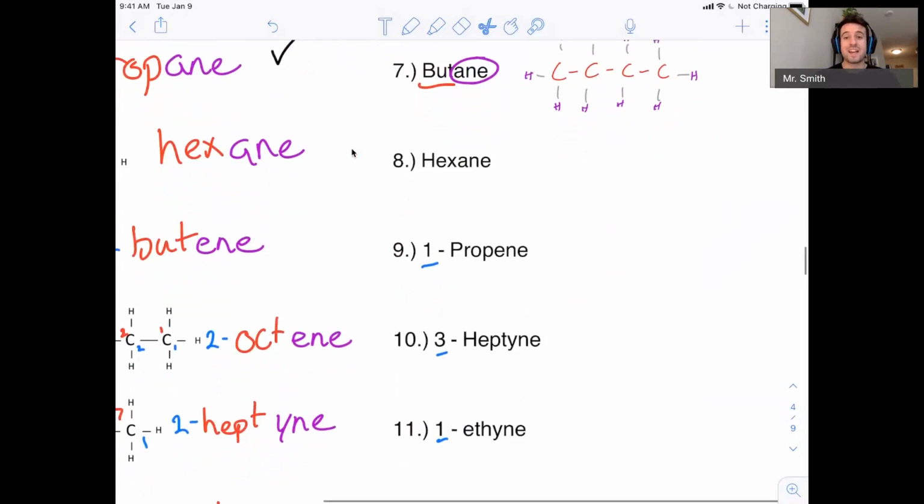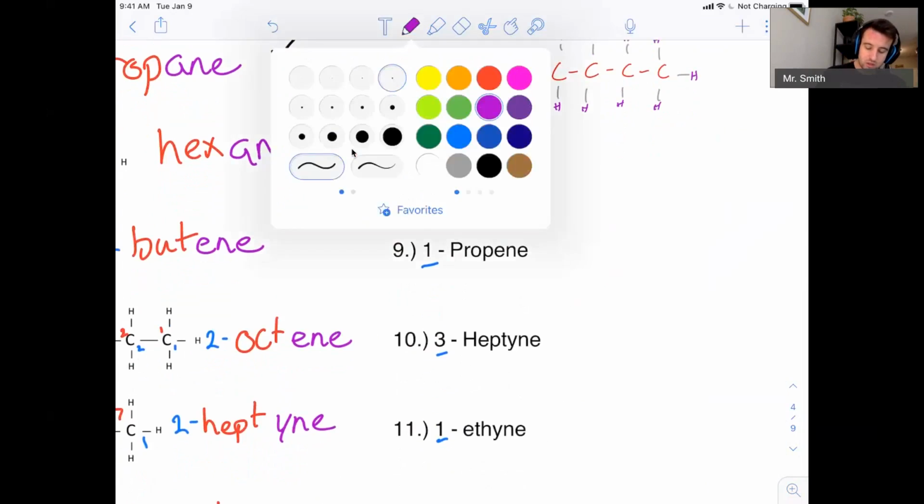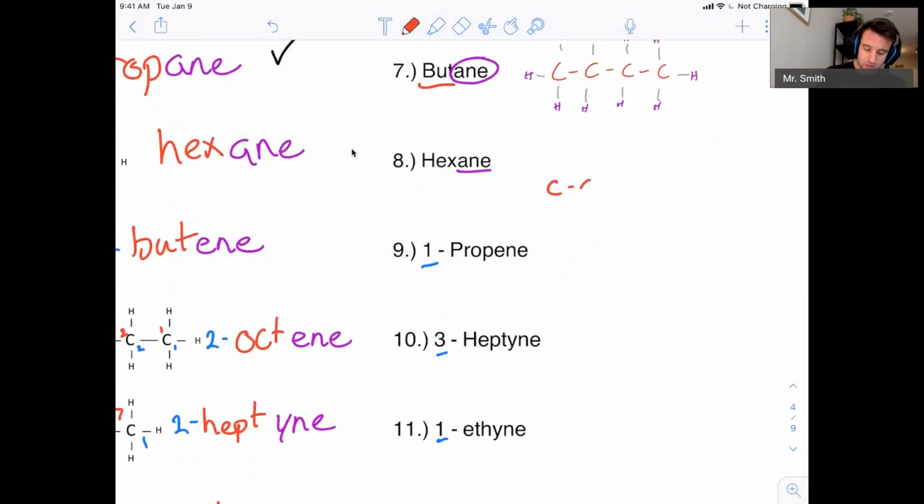Okay, the next problem is hexane. That's also going to be all single bonds because I'm noticing that it ends in ANE. So again, I'm not going to think about this a whole lot. Just put 6 carbons there. 6 because of the hex. 1, 2, 3, 4, 5, 6. And then just make sure everything's got 4 bonds coming off of it.